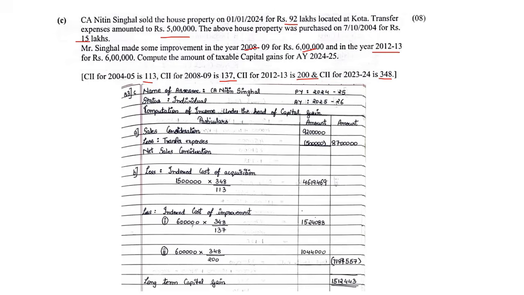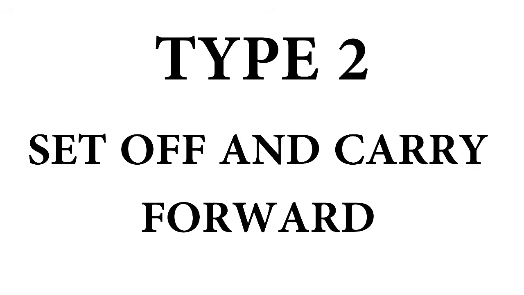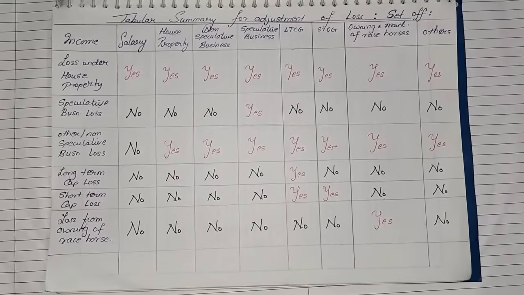Long-term capital gains. You all can go through it once. Now the second type of sum that you need to cover is based on set off and carry forward. So let us see what are the rules for set off and carry forward and how to solve that sum.